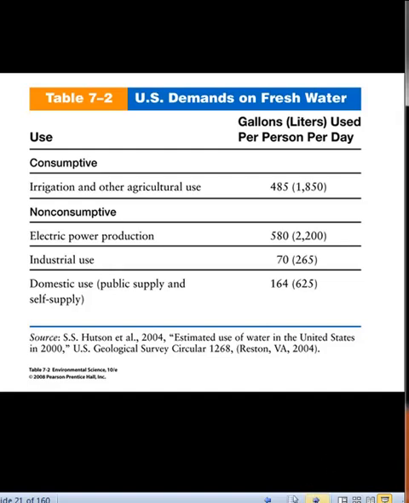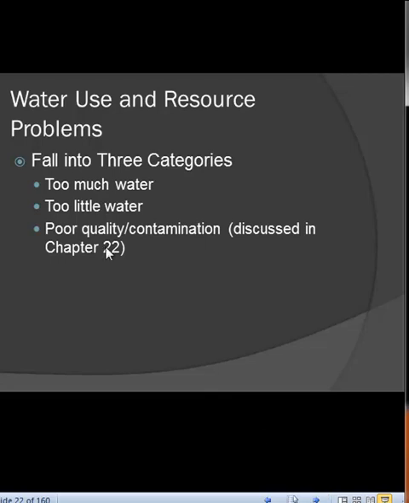Okay, next transition is into water use and resource problems. So here's the 3 main categories. We either have too much water, such as in floods. We have too little water, such as in droughts. Or we have poor quality and contaminated water, such as, all the time.